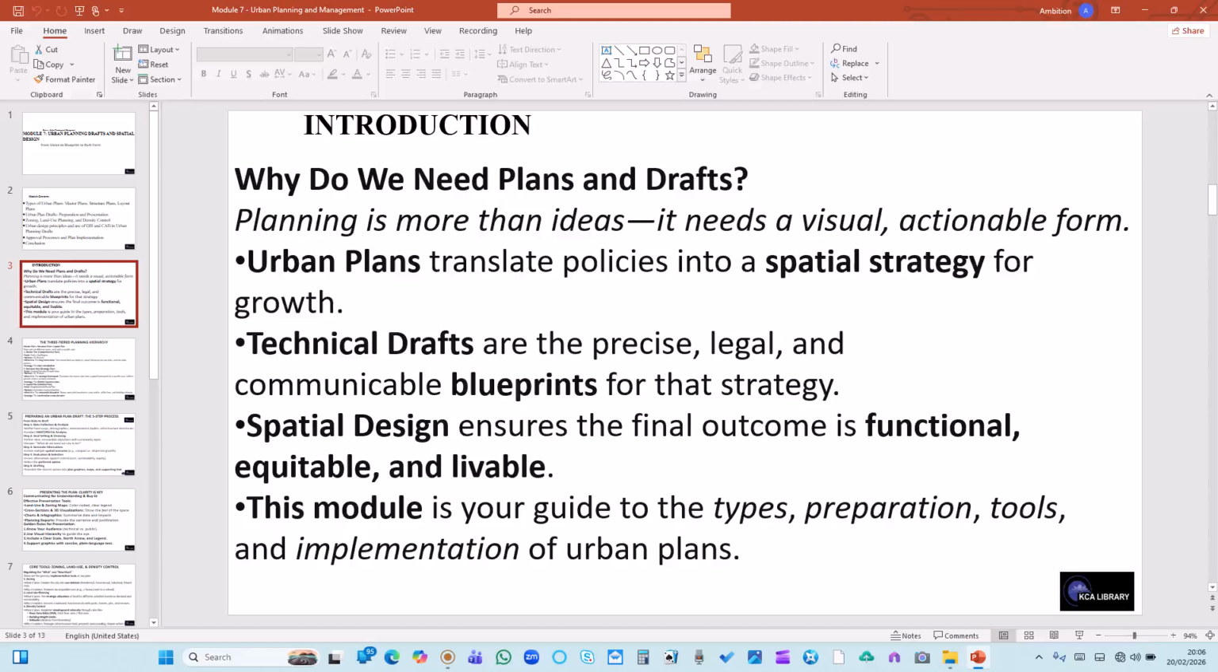Planning is more than ideas. It needs a visual and actionable form. Therefore, urban plan translates policies into spatial strategies for growth. It also entails that technical drafts are the precise, legal, and communicable blueprint for those strategies. Then spatial design ensures the final outcome is functional, equitable, and livable. Therefore, this module is your guide to types, preparation, tools, and implementation of urban plan.